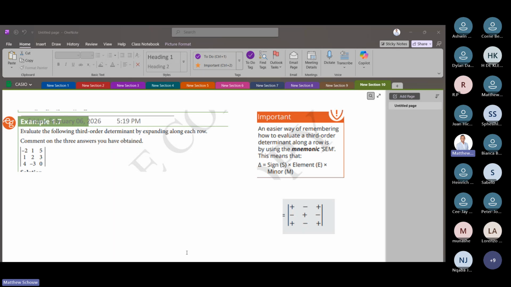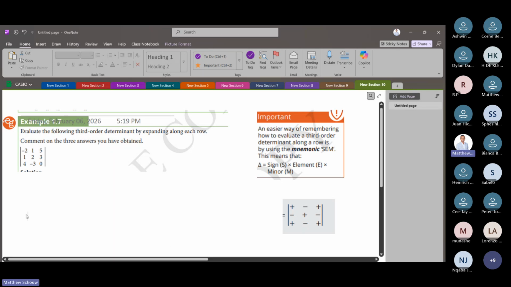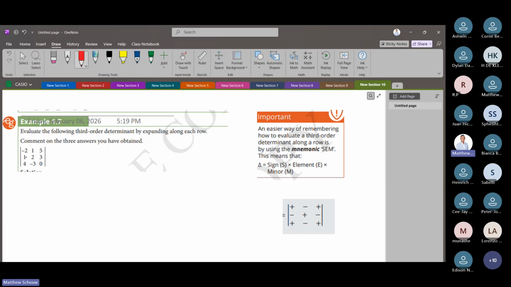All right, here we are. I want you to remember sign, element, and minor. So what do I mean by that? Let's say we're going to evaluate the determinant of the first row. So it's this over here.